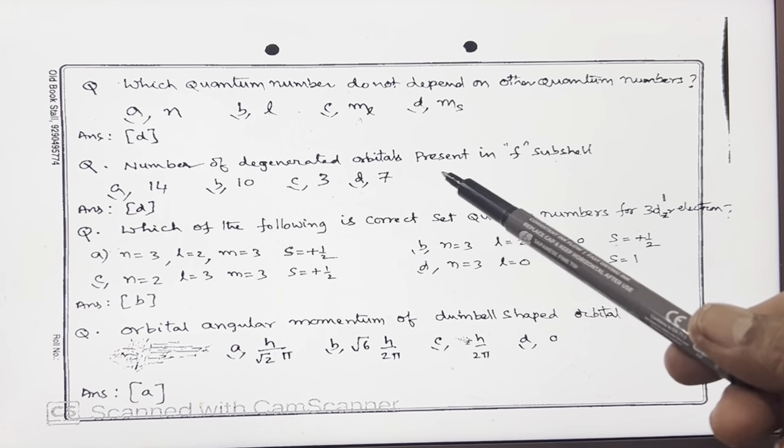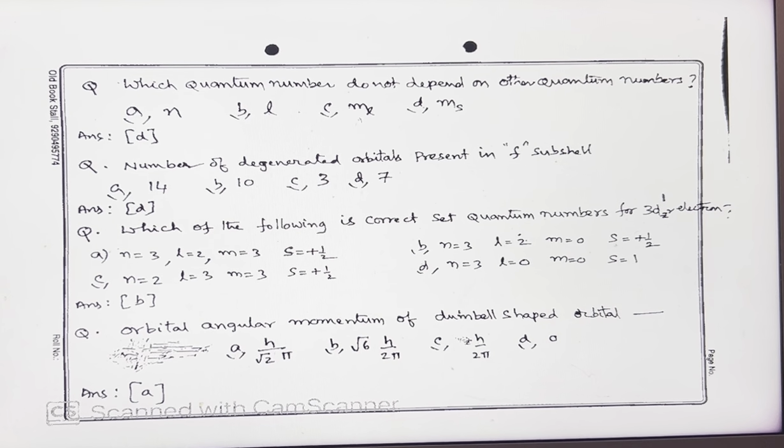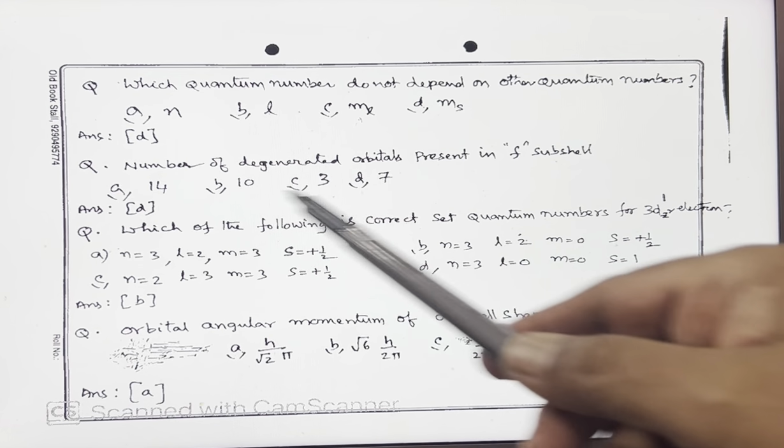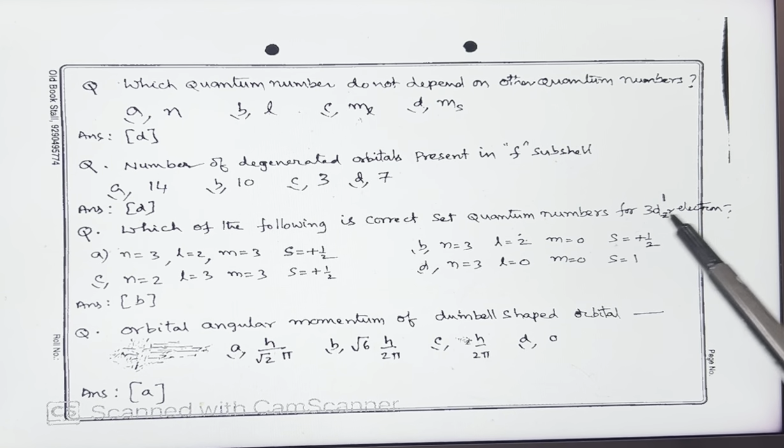Number of degenerate orbitals, equally energetic orbitals, in the F subshell. Degenerate orbitals means several orbitals present in a subshell are equally energetic, so they are called degenerate orbitals. S contains only 1, P contains 3, px, py, pz, D contains 5, dxy, dyz, dzx, dx square minus y square, dz square, and F contains 7. They are complex in shape. So, D is the correct one. F contains 7 orbitals.